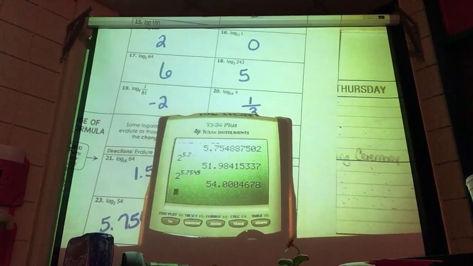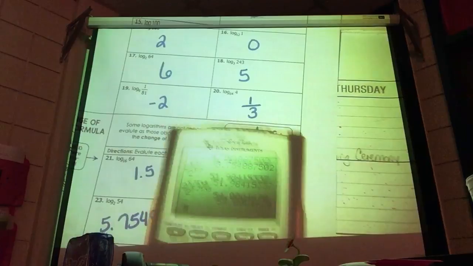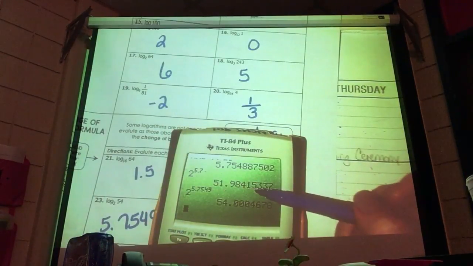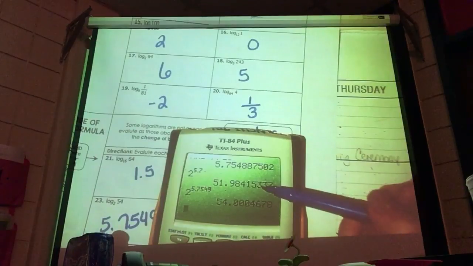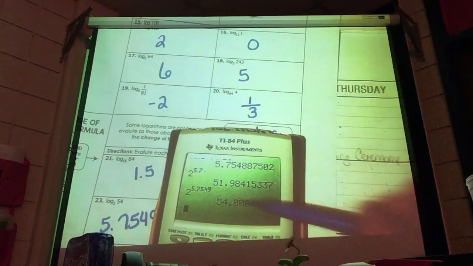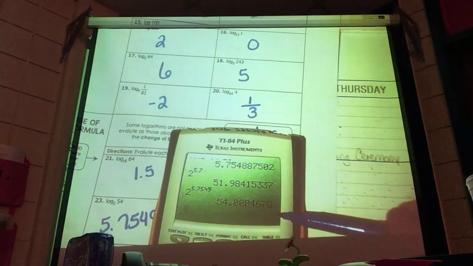You got it. Does everybody see that? If you write 5.7, is that equal to 54? You see you get 51.98? You see if you put it raised to the 5.7549, you get that it's equal to 54? It's kind of like on your test. If you write 51 and the answer's 54, what's going to happen? Wrong.